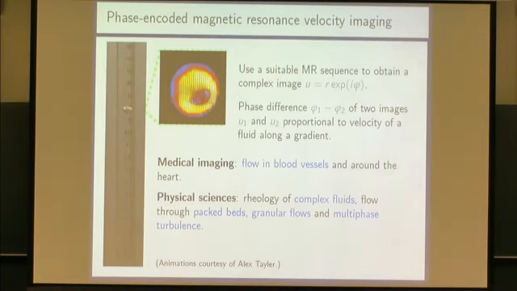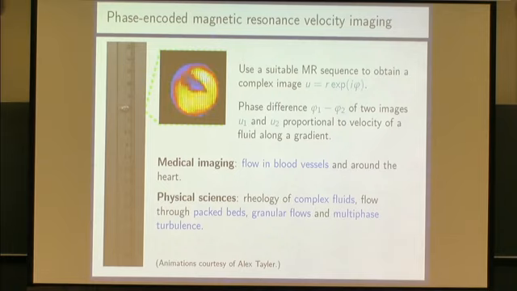In MR velocity imaging, the basic idea is somewhat similar to diffusion tensor imaging or diffusion weighted MR imaging. We take MRI measurements where now somehow the velocity of a fluid in a certain direction, again the kind of gradient to which we make the measurement, is encoded into the difference of the phases of two images. So the data is now complex.